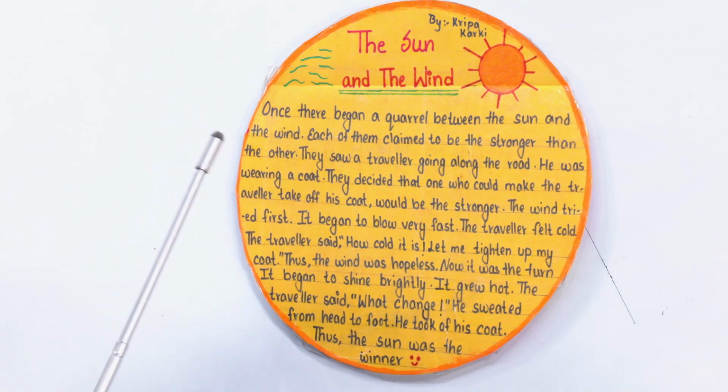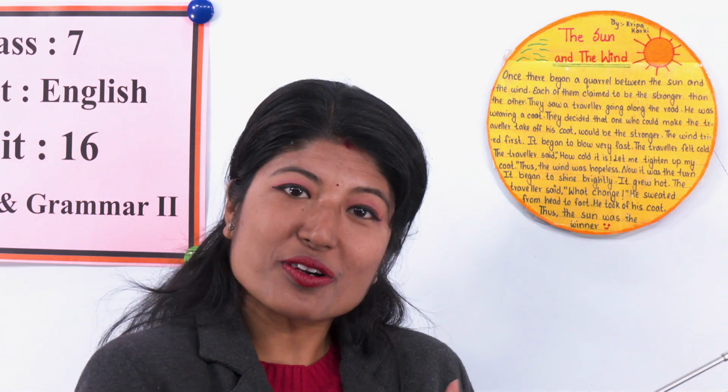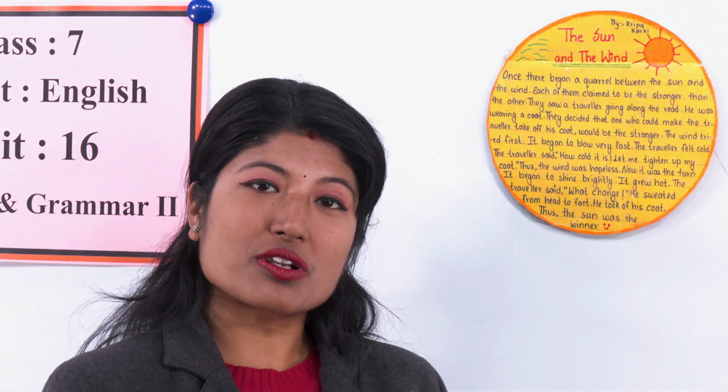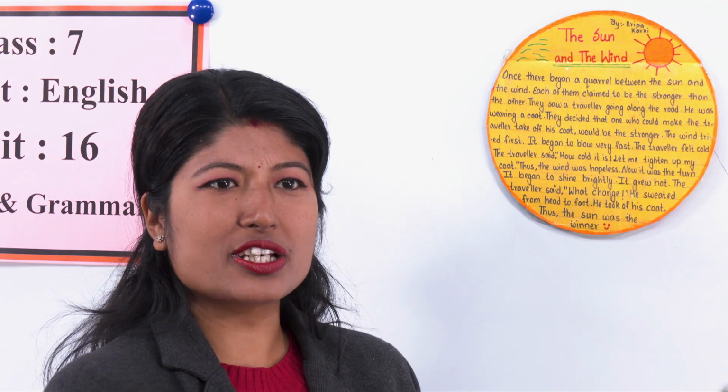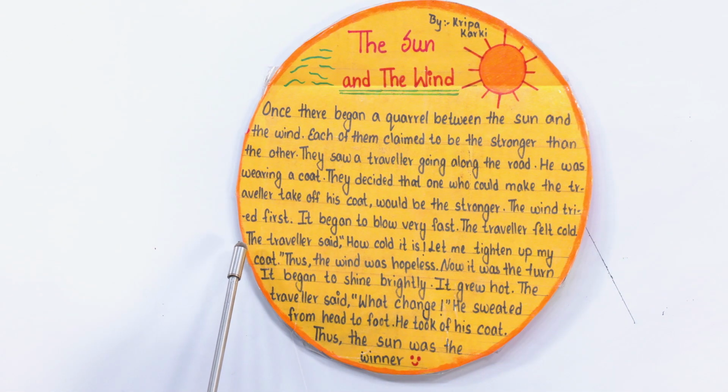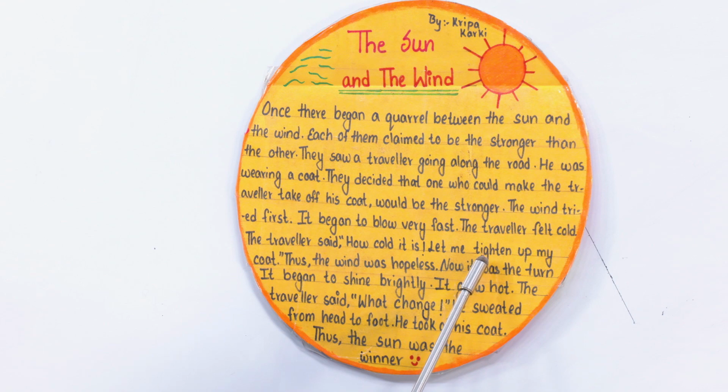The traveler felt cold. The traveler felt very cold. What do we do when we feel cold? We wear warm clothes, right? We need more clothes. Do we take off our coat? Obviously not. We need warmer and more clothes when there is a windy environment. So the traveler felt cold and said, How cold it is. Let me tighten up my coat. So he tightened up the coat and put on all the buttons. Thus the wind was hopeless because the purpose was not fulfilled. Actually, it had to make the traveler take off the coat, but it was just the opposite.